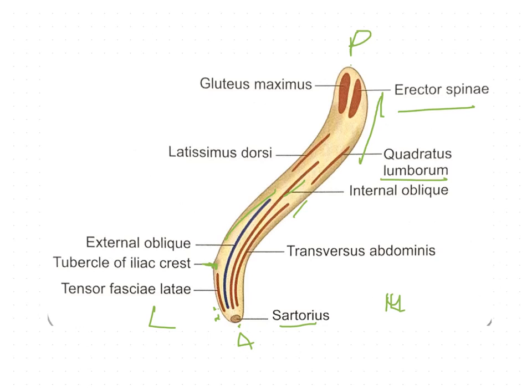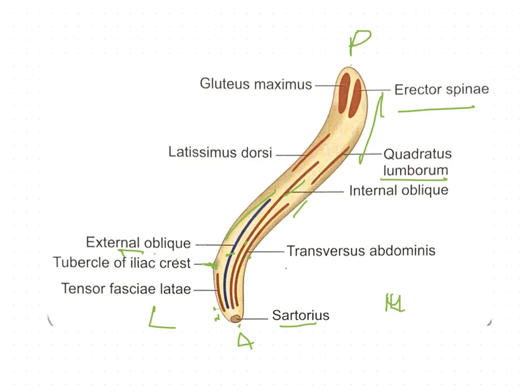The remaining muscles: the external oblique, as the name itself suggests, is present on the outer lip of the iliac crest. Next to it is the internal oblique in the intermediate area, and the transverse abdominis, the innermost abdominal muscle, is attached to the inner lip of the iliac crest. So it is very easy to remember these muscles.